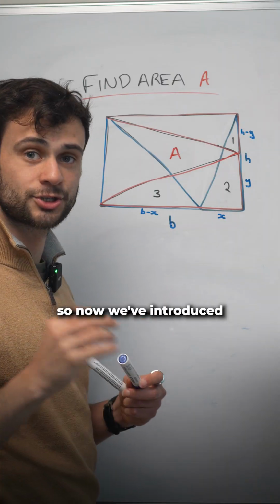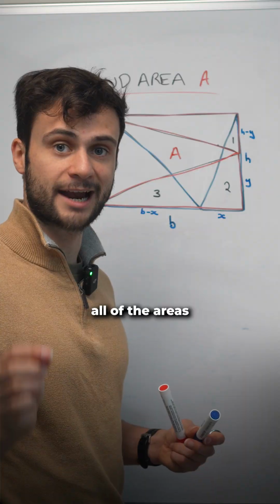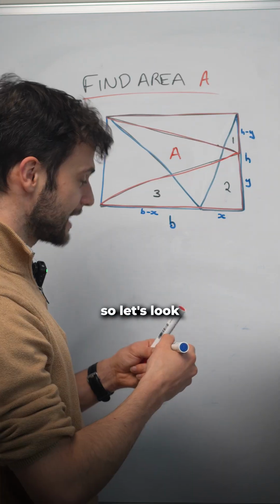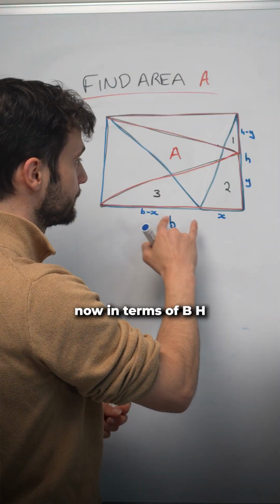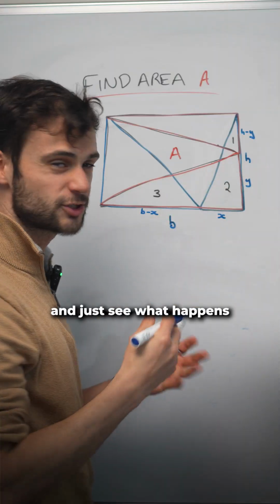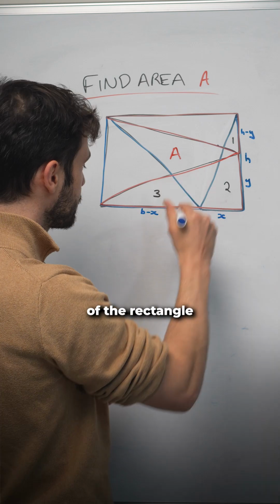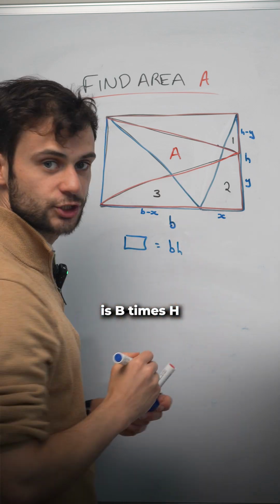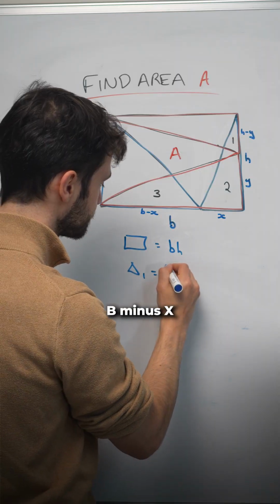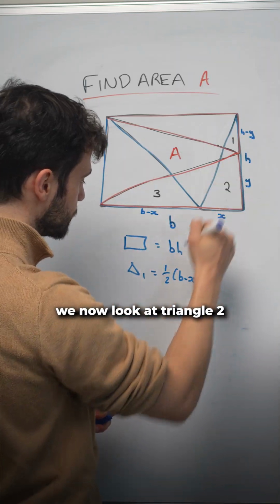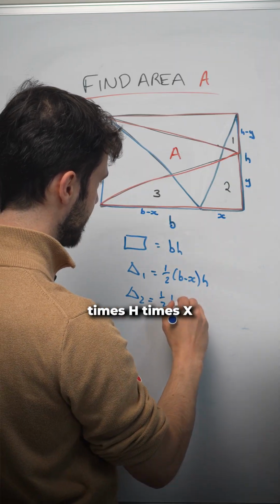So now we've introduced the algebra to express all of the areas that we need to know. So let's look at these triangles one by one. We can express the areas now in terms of B, H, and X and Y, and just see what happens. So the area of the rectangle is B times H. Now we've called this one triangle 1. Well, this has a base of B minus X and a height of H. We now look at triangle 2. This will be a half times H times X.